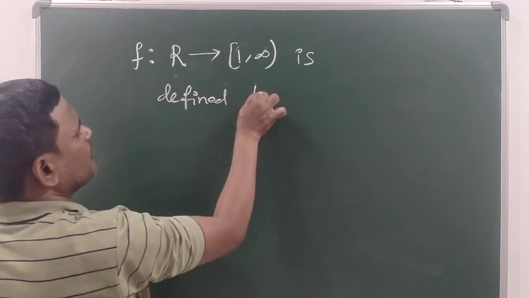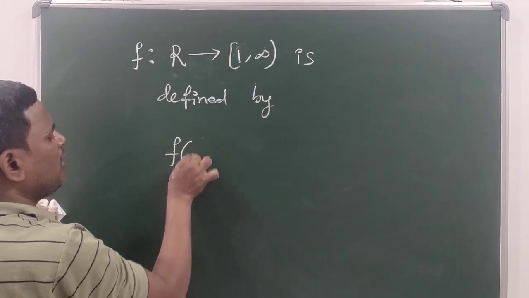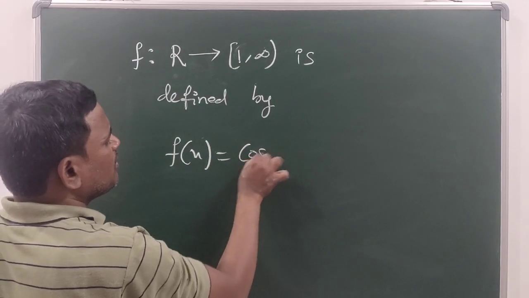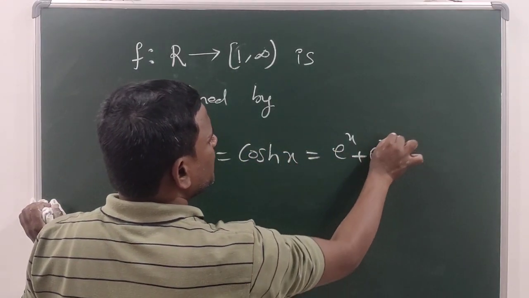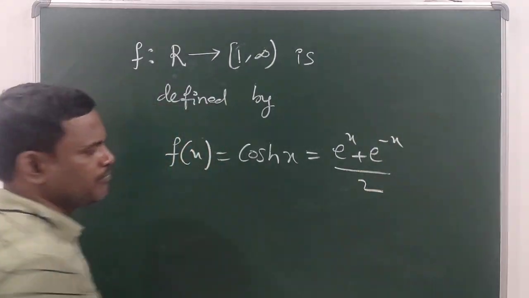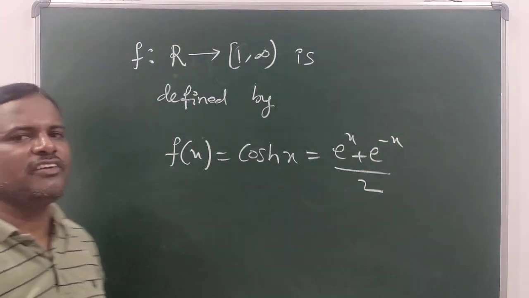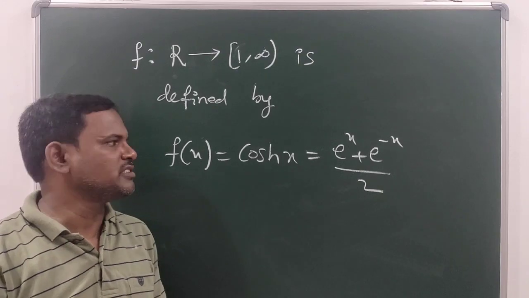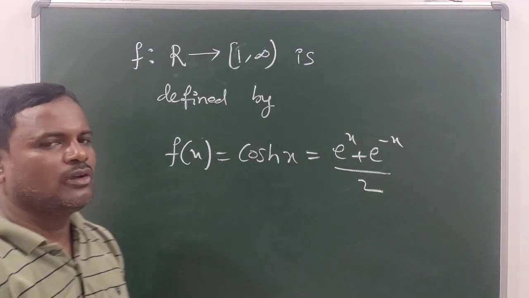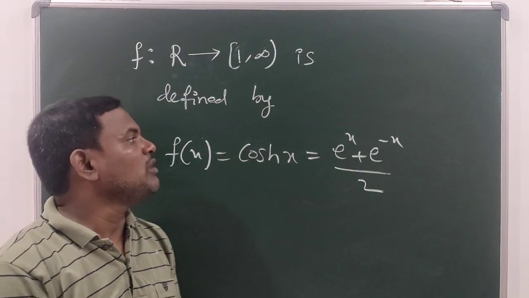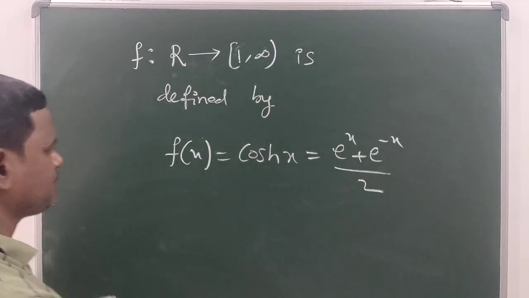It is defined by f of x is equal to cosh x is equal to e power x plus e power minus x by 2. So this is the basic definition of cosh x: e power x plus e power minus x by 2. Right. Now let us observe its graph.